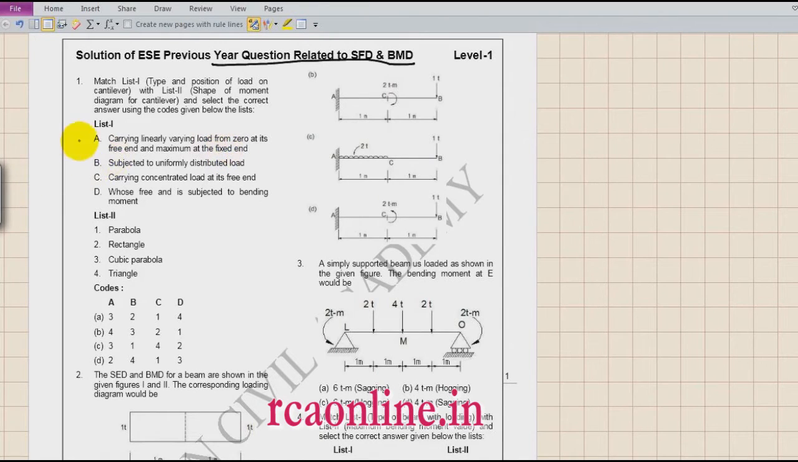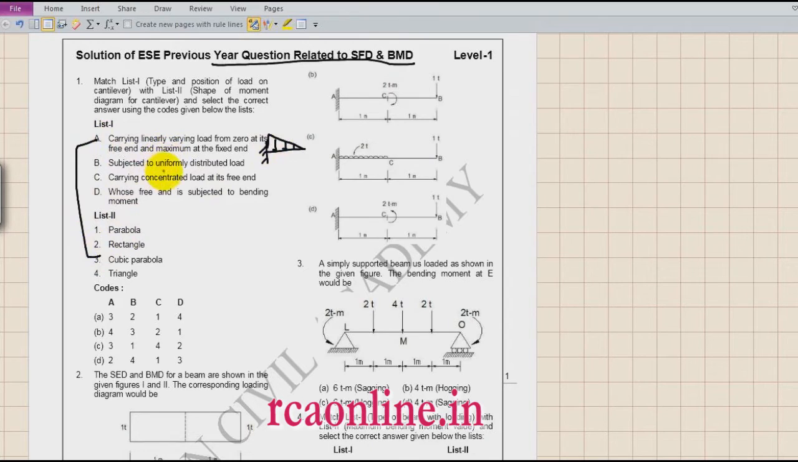Let us take the first question. It says that for a cantilever, the loading is given and you have to find the BMD pattern. What is the shape of the bending moment diagram? First is carrying linearly varying load from 0 to maximum. So what will I get? I will get a cubic parabola, because this is a triangular loading. So the answer will be cubic parabola.